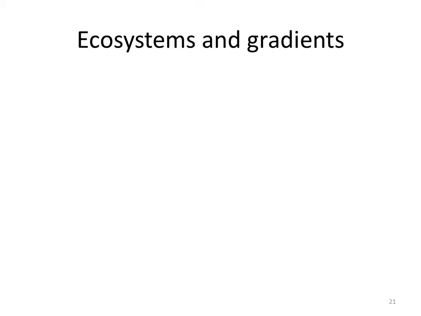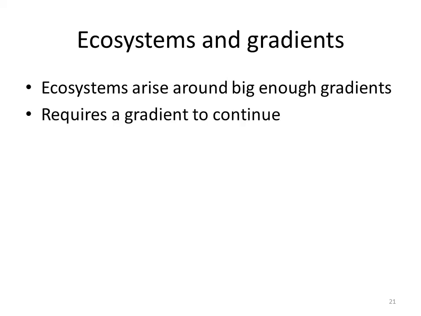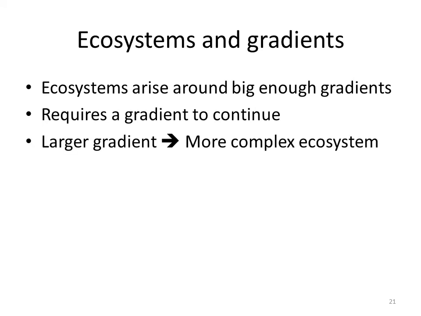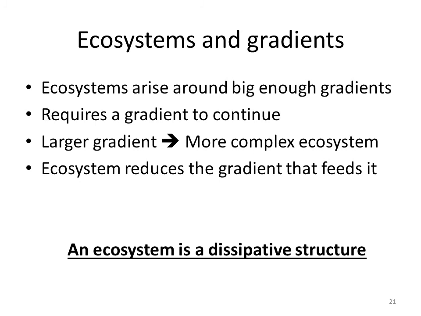To wrap up, we'll draw one last set of parallels between ecosystems and economies. An ecosystem arises in the presence of sufficiently large gradients. Photosynthesis makes the solar gradient available to herbivores, and the rest of the consumers spread the energy around to the system as a whole. The ecosystem requires a gradient to continue. The larger the gradient, the more complex the ecosystem can be. The ecosystem reduces the gradient that feeds it, and an ecosystem is a dissipative structure.